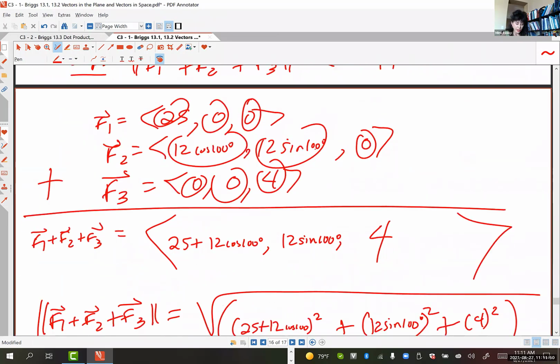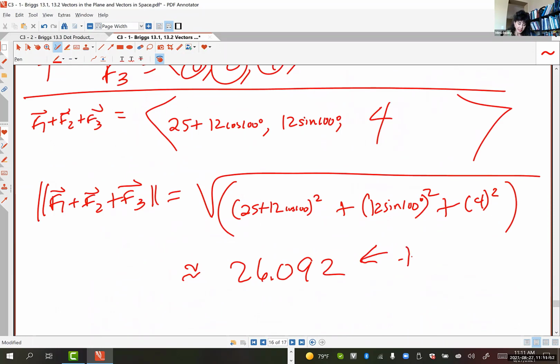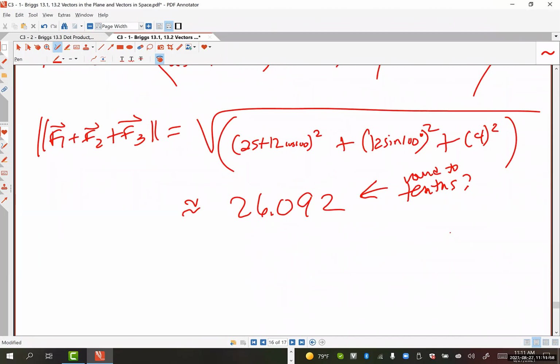Does anybody know how many decimal places tenths are? Round to tenths. It's just one, isn't it? Good, one decimal place only. Very good.